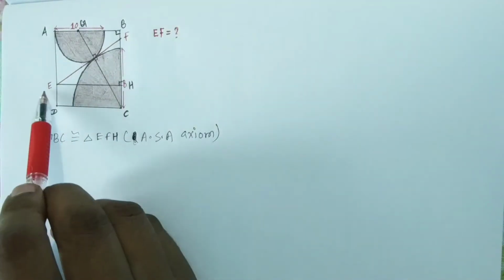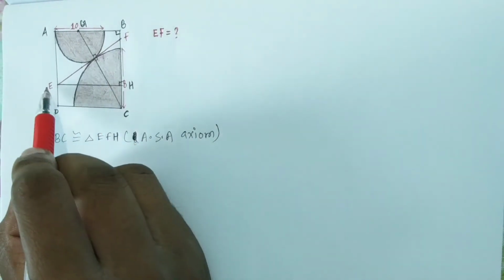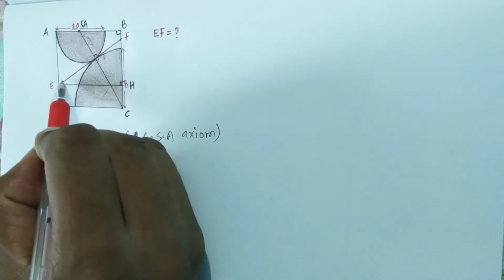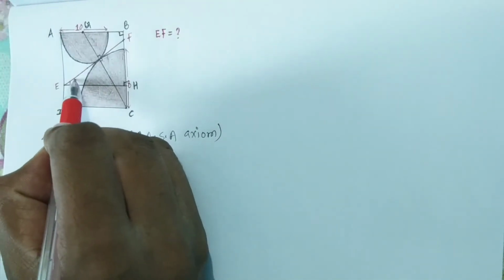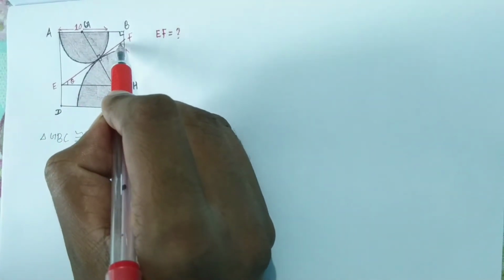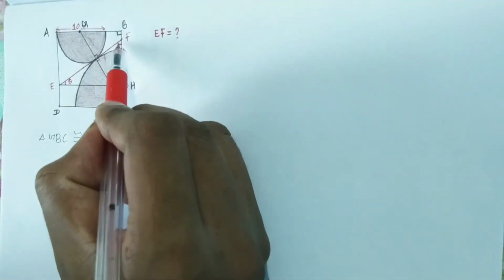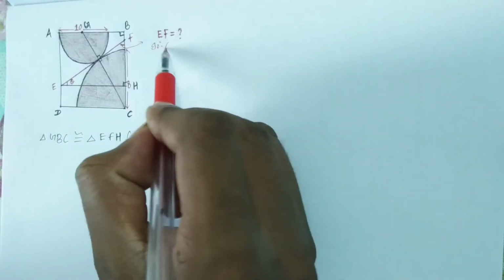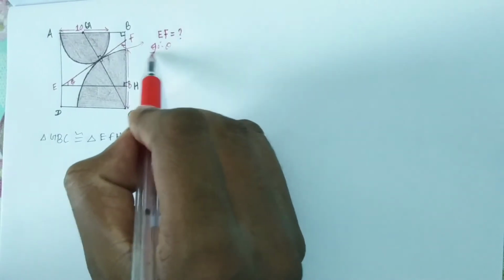So let's see. Now see the triangle EFH. In triangle EFH, this is a 90-degree angle, and if we let this angle be theta, then the remaining angle of triangle EFH will be 90 minus theta.